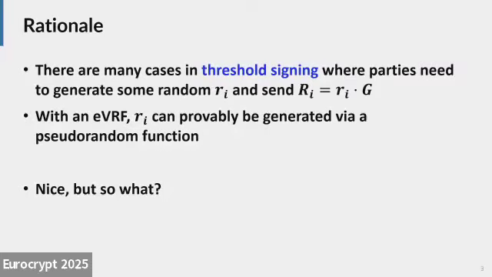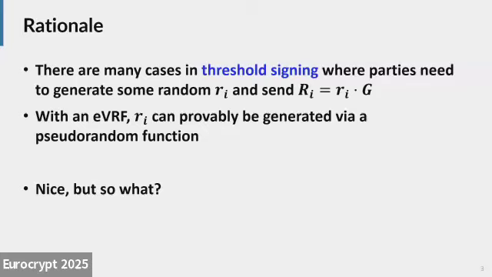And what's the rationale? Why are we interested in this primitive? There are many cases in threshold signing where a party has to generate some scalar Ri and provide big Ri, which is little Ri times g. And with an EVRF, you can provably generate this via a pseudo-random function. So rather than me choosing the Ri by myself, I'm now forced to choose a very specific value that I've already committed to, but is still pseudo-random.